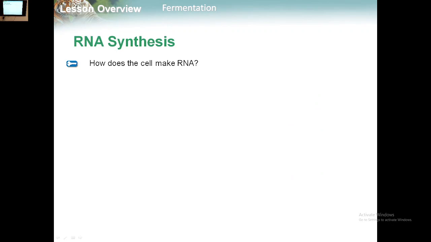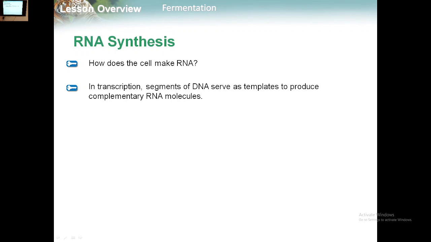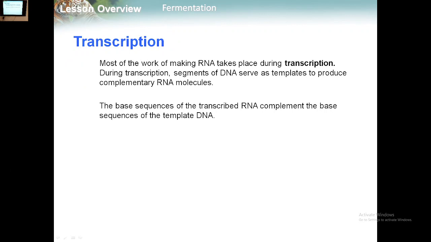Let's start with RNA synthesis. How does the cell make RNA? In the transcription process, the making of RNA, a segment of DNA serves as a template to produce a complementary RNA molecule. So transcription uses the DNA as a template to build up the RNA molecule. Let's start with the transcription. The base sequence of the transcribed RNA is complementary to the base sequence of the template DNA.